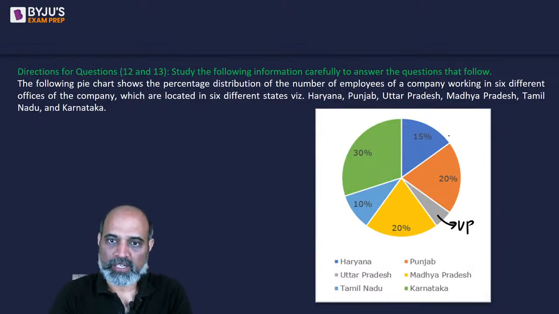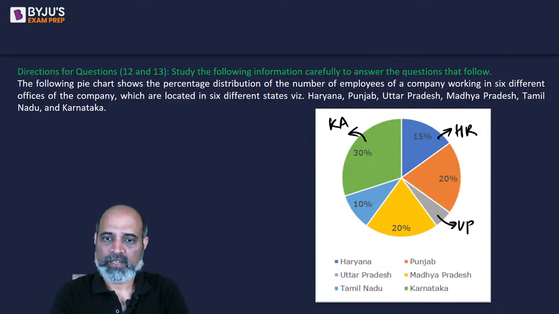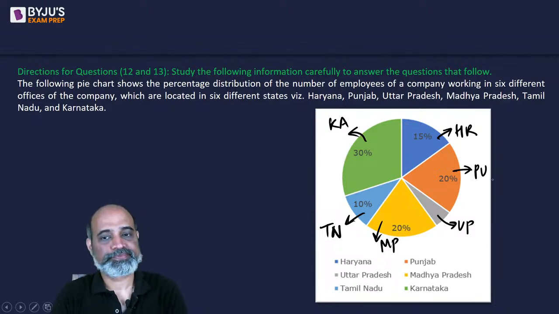The dark blue is Haryana. The green one is Karnataka. Yellow one is Madhya Pradesh. Light blue is Tamil Nadu. And the orange one is Punjab. Right? So this is about the distribution of the number of employees, right? Working for a company in 6 different offices or at 6 different states.